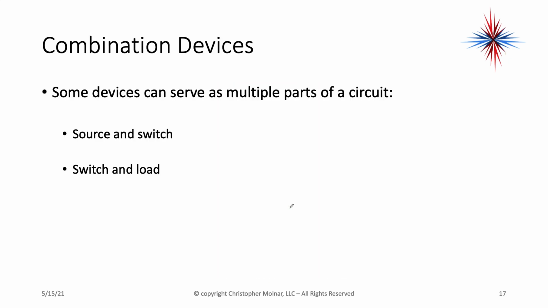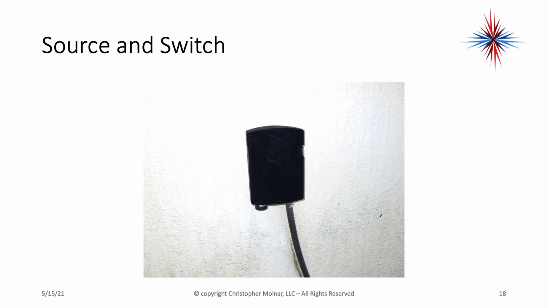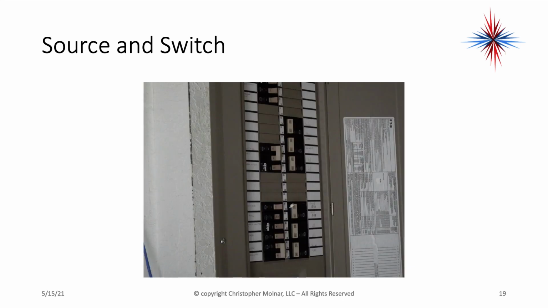Some devices can serve in multiple parts of a circuit. Can be a source and a switch, can be a switch and a load. Okay, this is an outside disconnect. It's a switching device, but it's also the source for my air conditioning condenser. Breaker panel. It's a switching device, it's a safety device, and it's a source for everything else that's wired from the panel. Again, sources depend on what part of a system you're looking at.